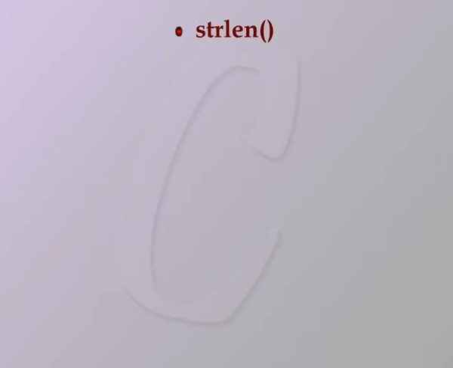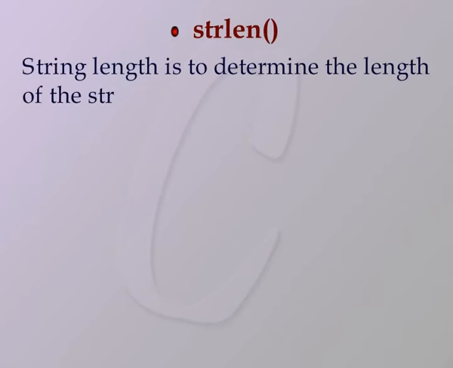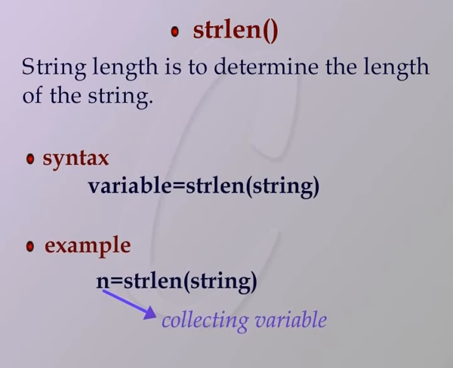So we will see the set of standard functions that are available in C. First you have the string length function, strlen. Remember, all these should be in lowercase. So strlen is to determine the length of a string. The syntax is also given, strlen of the string whose length is to be found. So length of a string will always be an integer value.